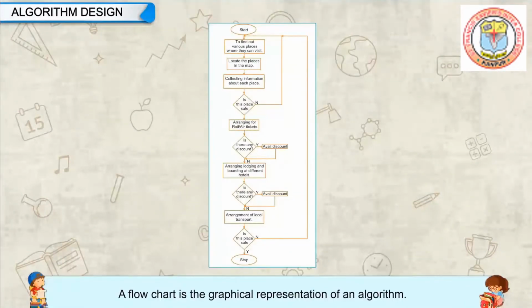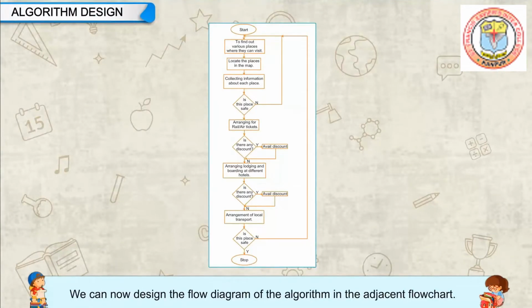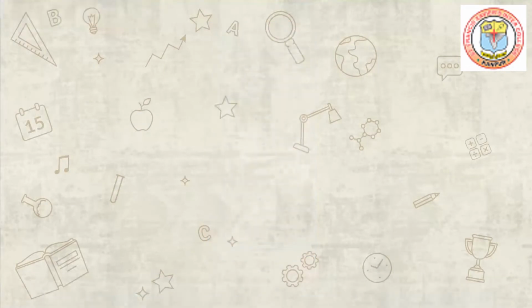A flowchart is the graphical representation of an algorithm. This representation gives a clear picture of finding a solution for the said problem. We can now design the flow diagram of the algorithm in the adjacent flowchart.